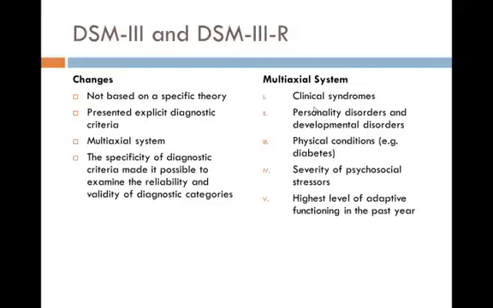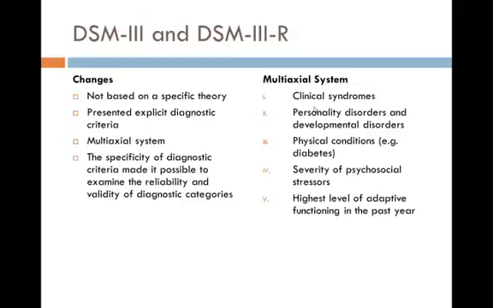So when we talk about a multi-axis system, we're communicating, number one, that it's a clinical syndrome that the individual is experiencing, that there are certain personality disorders or developmental disorders that are related to those issues, which relates to axis 2 diagnoses. With the axis 3 diagnoses, it focuses more on physical kinds of conditions, for example, diabetes, HIV, spinal cord injury. So axis 3 focuses on more physiological kinds of symptoms.